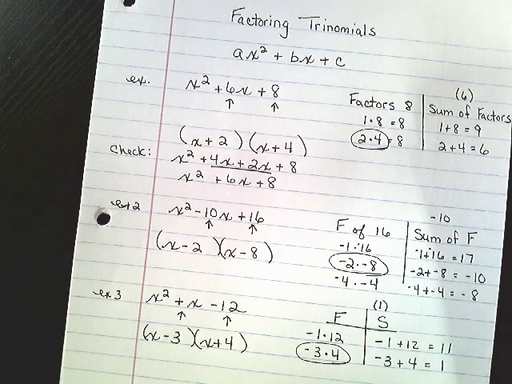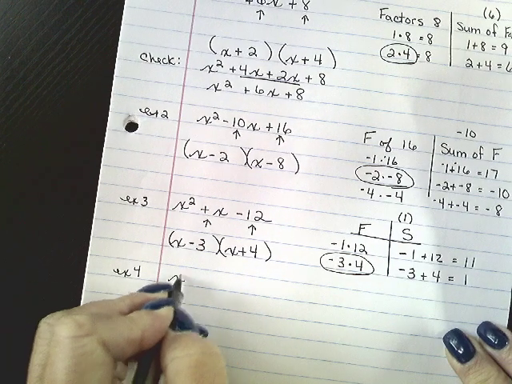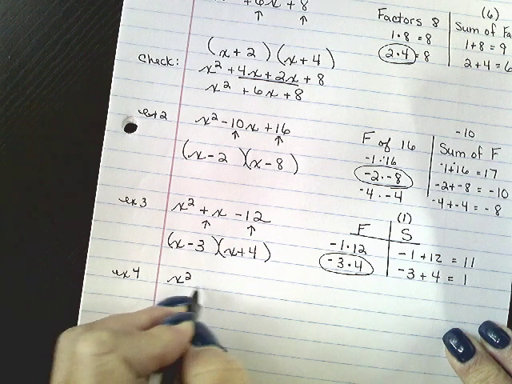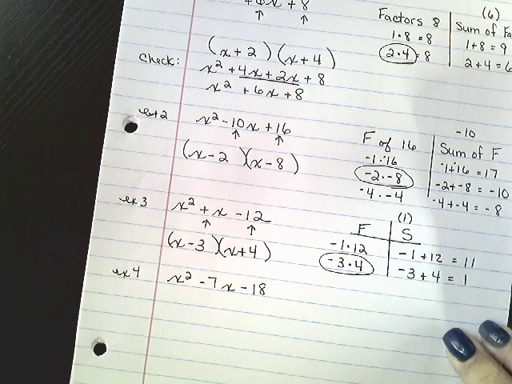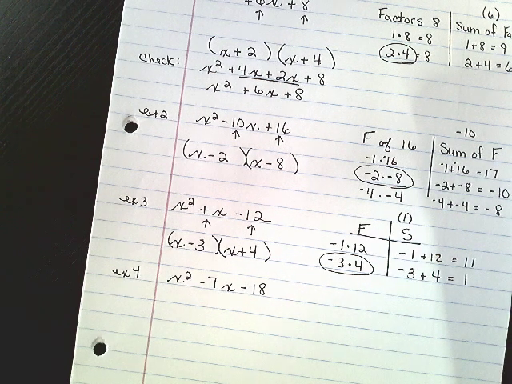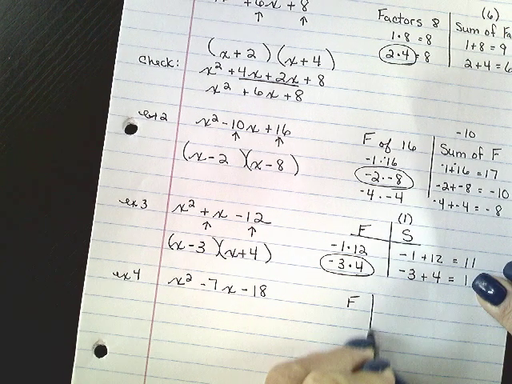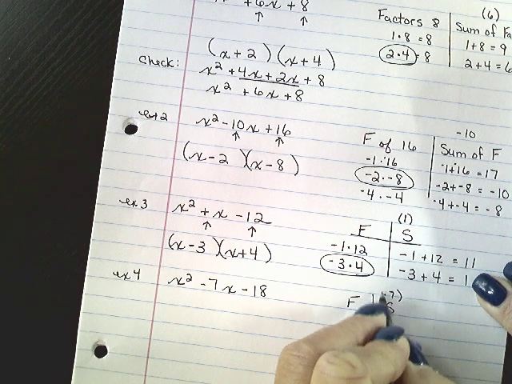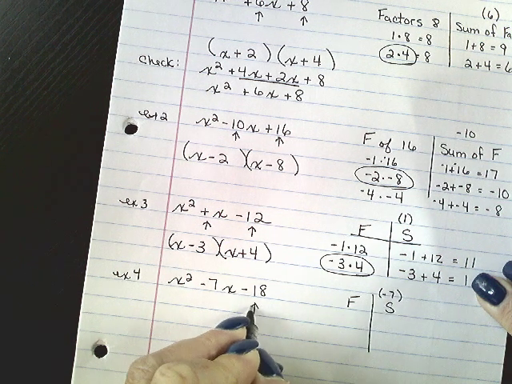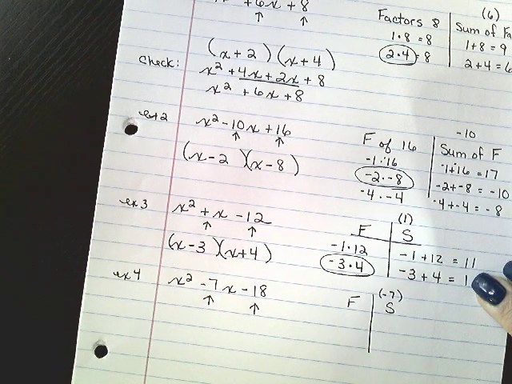All right, what if we have both negatives in there? So we have x squared minus 7x minus 18. Okay, so we want factors, and we want our sum, and our sum has to be a negative 7. So we want to multiply to a negative 18, and we want to add to a negative 7.